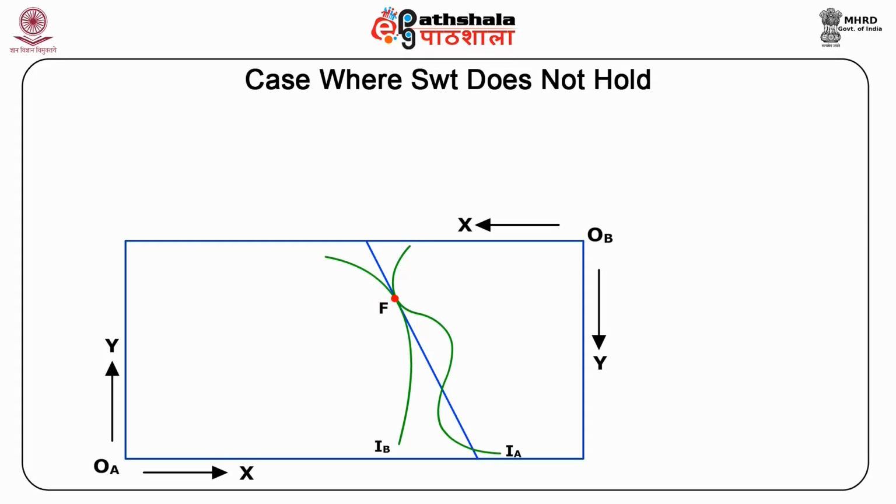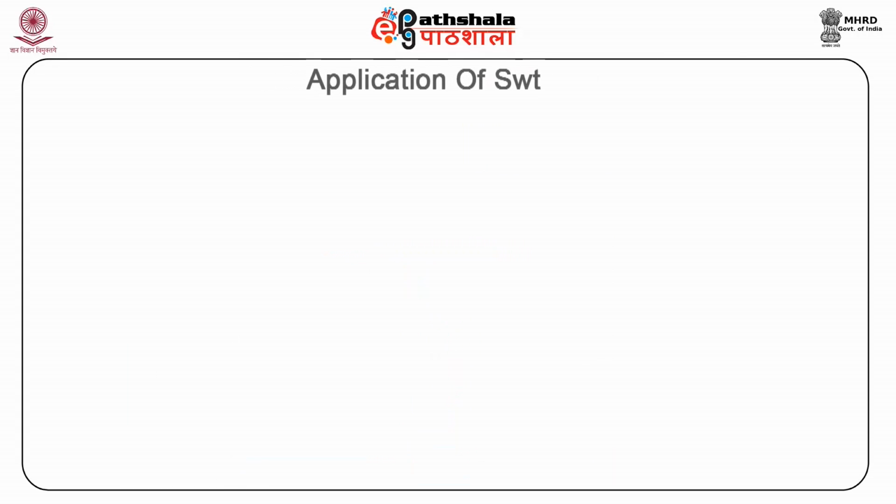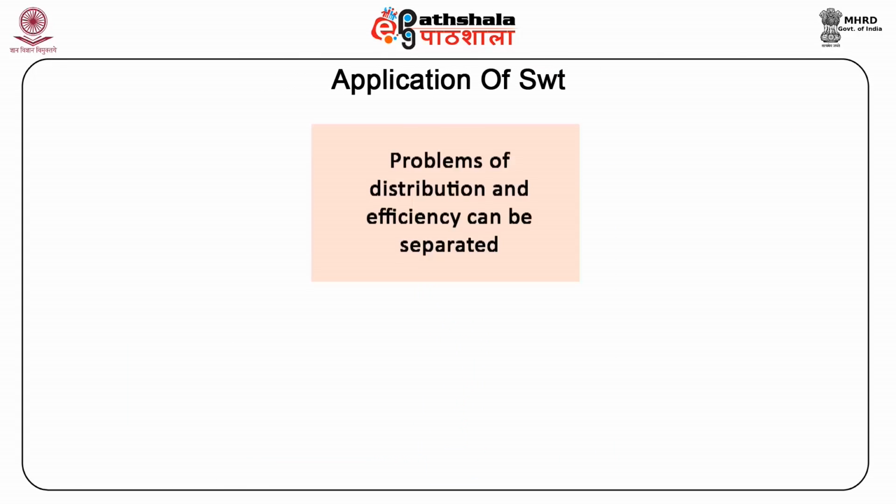Then B would want the bundle F where his highest possible indifference curve is tangent to the budget line. A, on the other hand, would want to consume the bundle G on the same budget line because he reaches his highest possible indifference curve at that point. Hence, the second welfare theorem implies that the problems of distribution and efficiency can be separated.